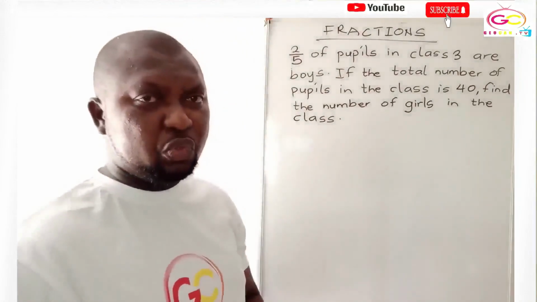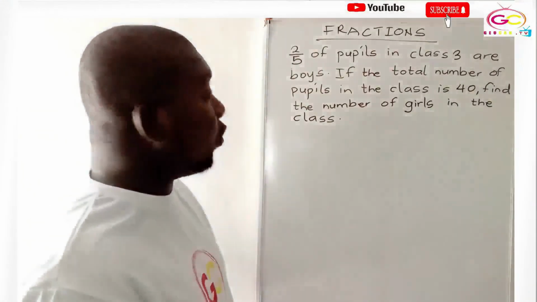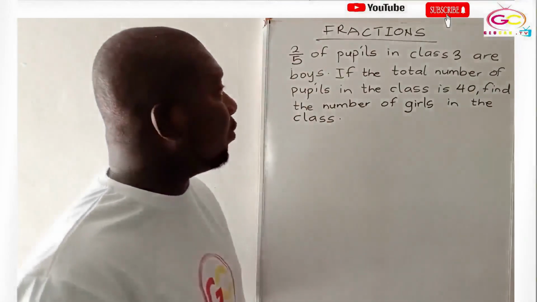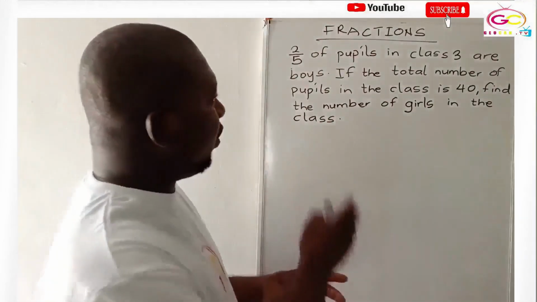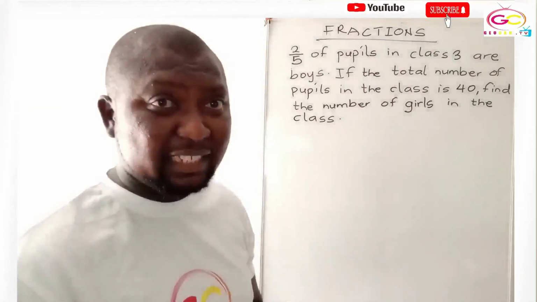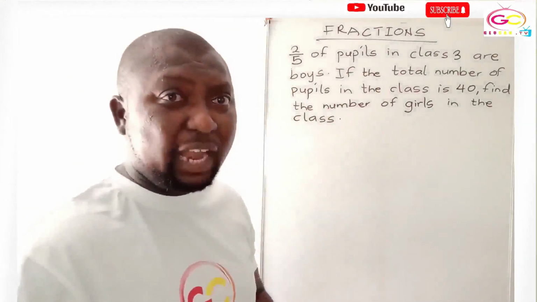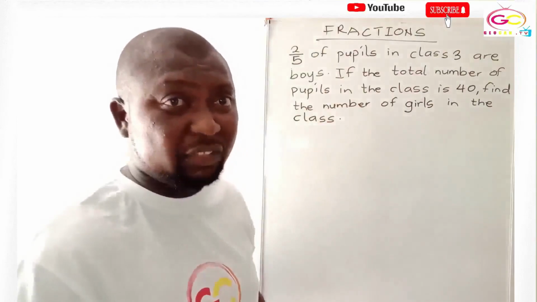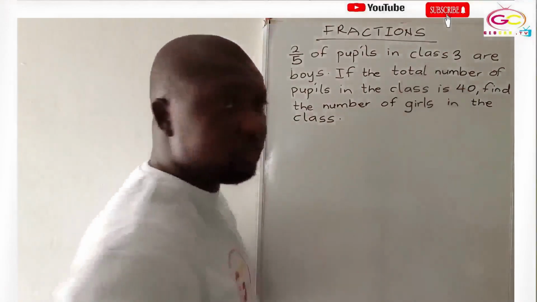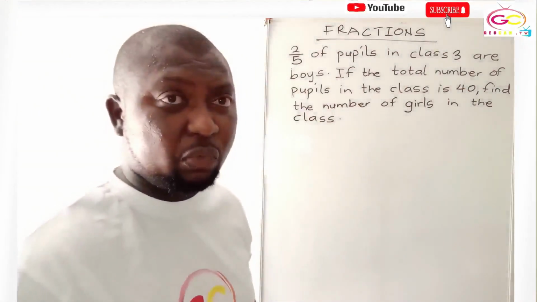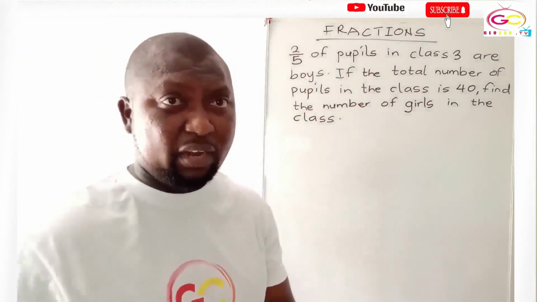We are going to use two methods in tackling this question. Why am I saying so? Looking at the question, 2/5 of the pupils in the class are boys. So we know the fraction which are boys, and we also know that the total number of pupils in the class is 40. So we can use that to calculate the actual number of boys in the class. And when we get that, we can subtract the answer from the total number of pupils in the class, which is 40. Then we can get the number of girls in the class.